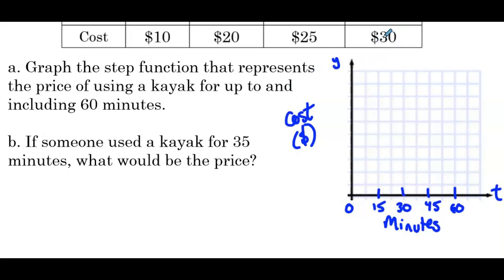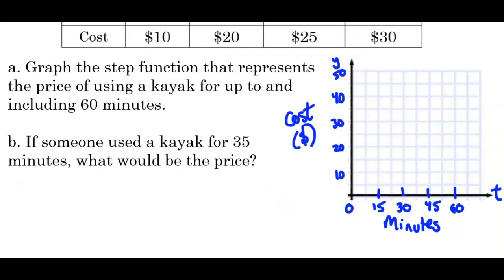And we need to get up to 30. So if we go by fives, that will be sufficient. So we'll go by 5. So then we have 10, 15, 20, 25, 30, 35, 40, 45, and 50.